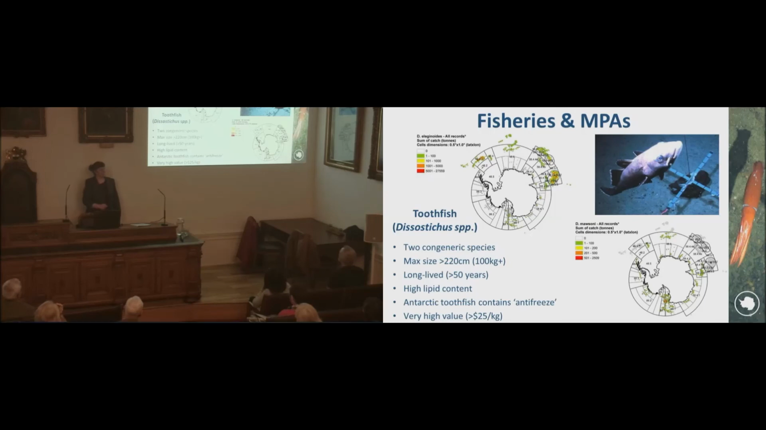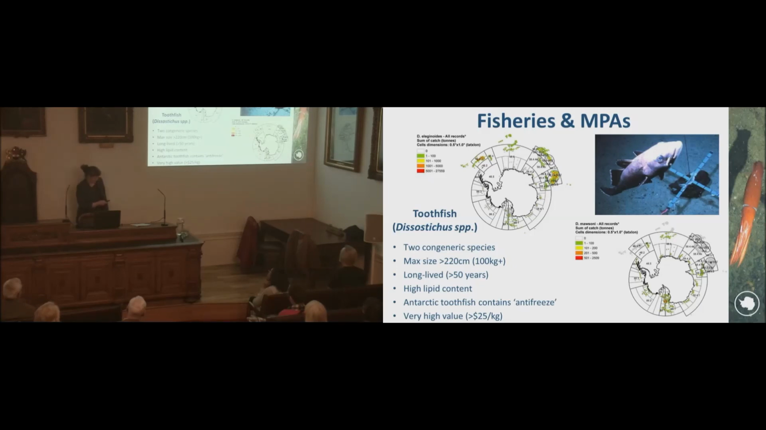The most important fishery is for Antarctic and Magellanic or subantarctic toothfish. The Dissostichus, which you can see here, is a species that can grow over 2 meters in length and weigh over 100 kilograms. Each kilogram can bring you up to $25, $30, so it's a highly valuable fish. It is very long-lived, more than 50 years. They only mature at 15 years, so it's a very long-living, late reproducing species.